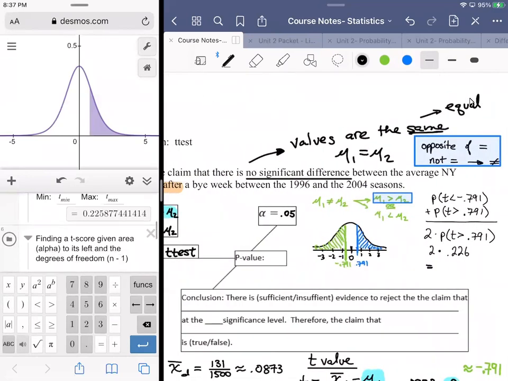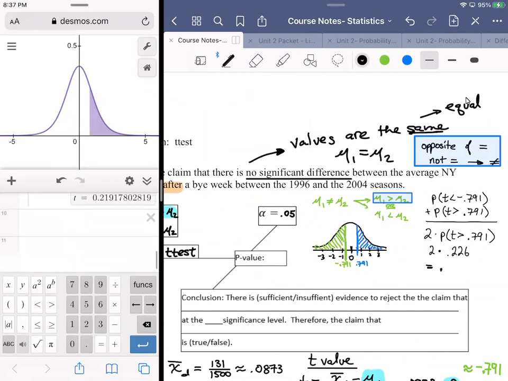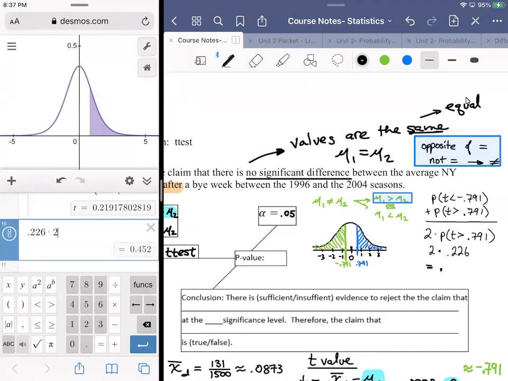And so I'm going to take that number and double it. So we're looking at 0.452. Yeah, 0.452. All right, so that's going to be my p-value.